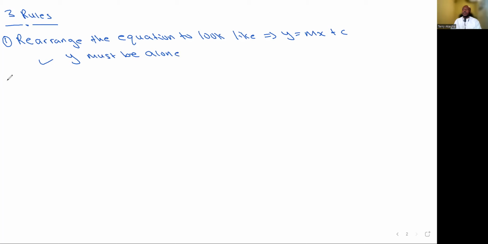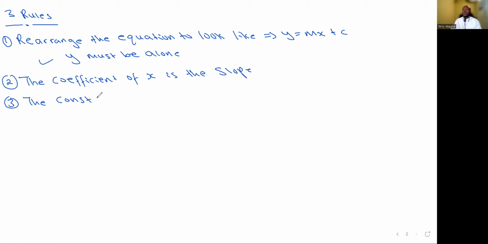Okay? Then number two, when you've rearranged it, the coefficient of x is the slope, while the constant value is the y-intercept. So after you arrange the equation to look like y equals mx plus c, the y must be alone, and the coefficient of x is the slope, while the constant value is the y-intercept.